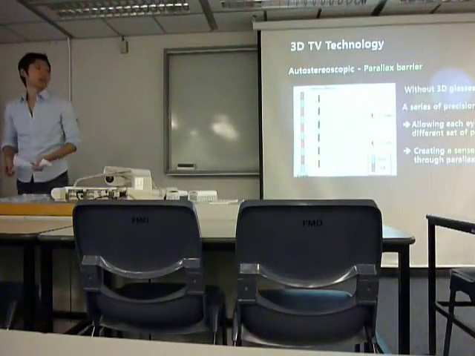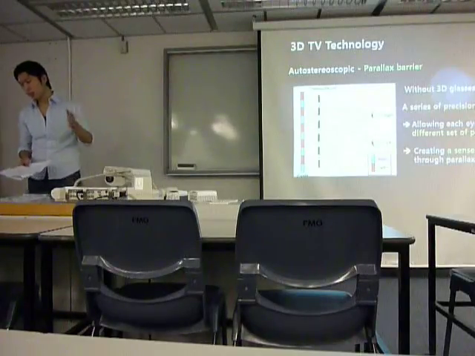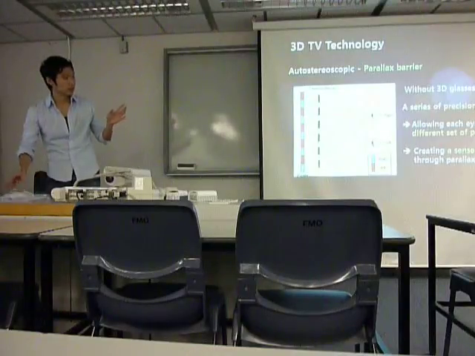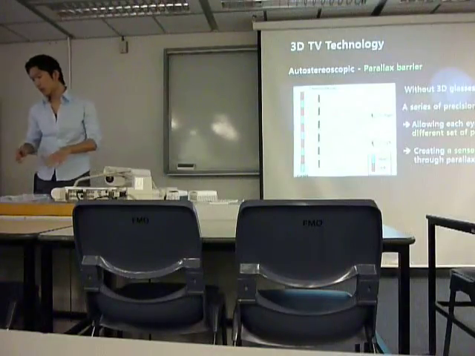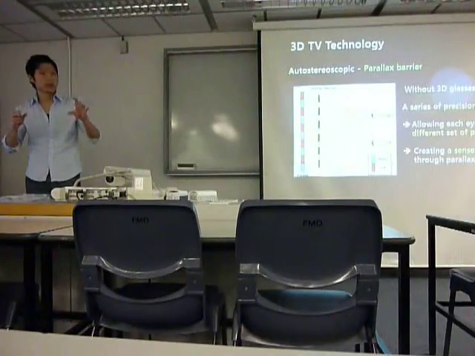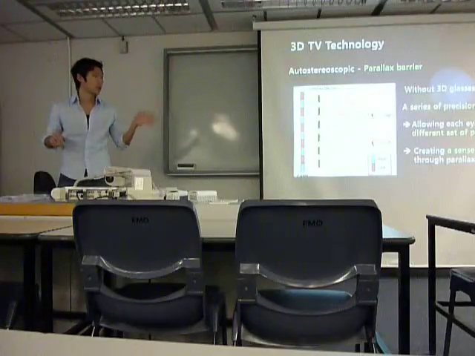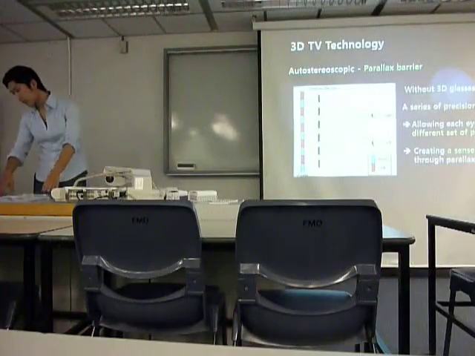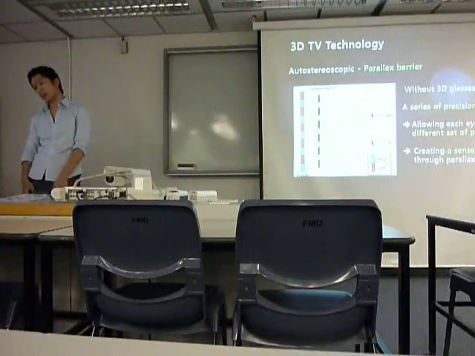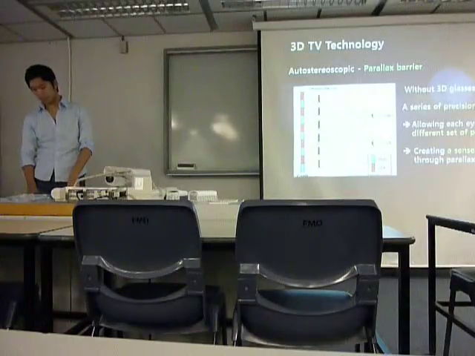The next one is similar to the lenticular lenses, but there is a parallax barrier in front of the screen, and this divides the image. The right eye can see only certain things, and the left eye can see only certain images because of the parallax barrier. Because each eye sees a different set of pixels, it creates a sense of depth again, and it gives a 3D effect.